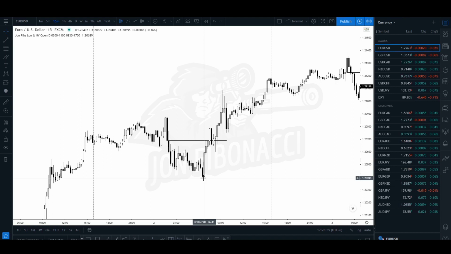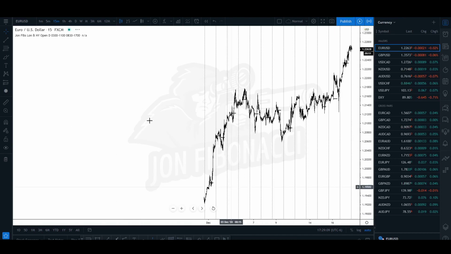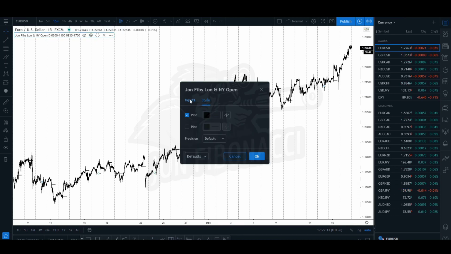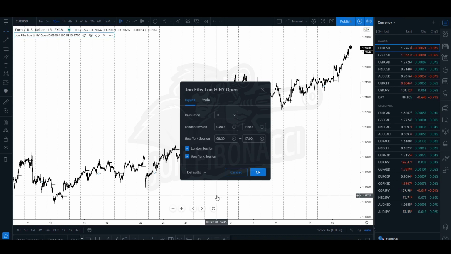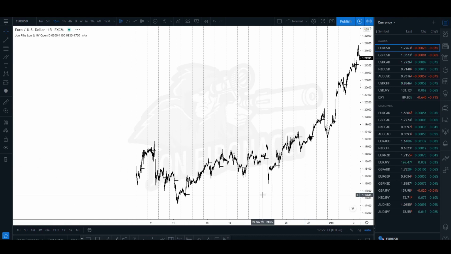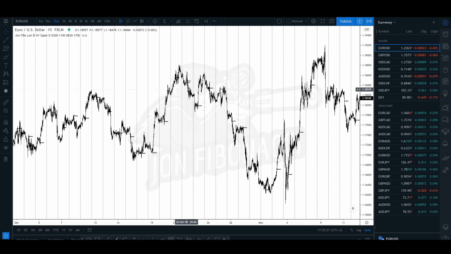And that is pretty much how I look at the London and New York Open indicator. That's why I had it made. It's really good for backtesting. If you want to backtest, the indicator plots, I'm pretty sure, every single day as far as TradingView will show you. So you can backtest a lot of these days.